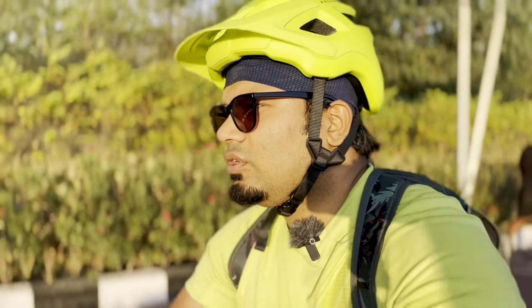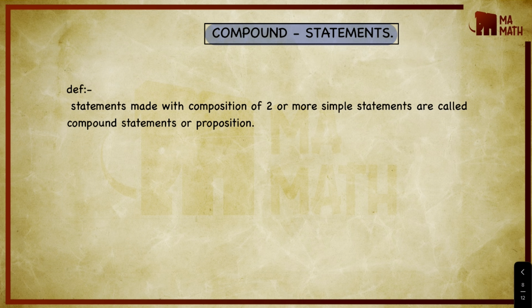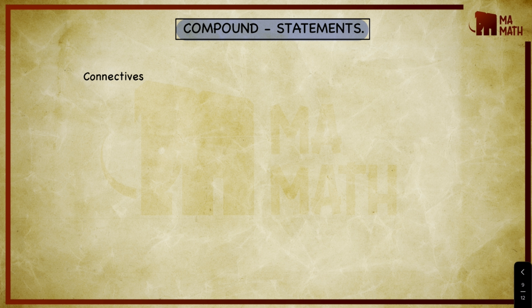Now, two simple statements are connected using something called connectives. These connectives are also called logical connectives. So to summarize, compound statements are basically a composition of two or more simple statements, so it is called a compound statement or proposition. Now let's understand that in much more detail. A compound statement is connecting two or more statements. Let's say we have two statements, S1 and S2. Now these two should be connected. The connection between these two statements is called a connective.